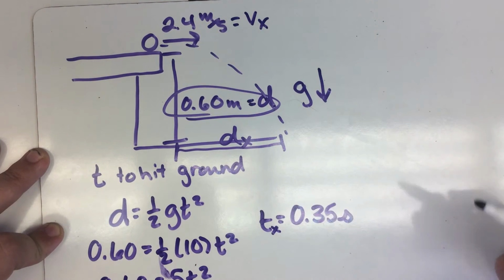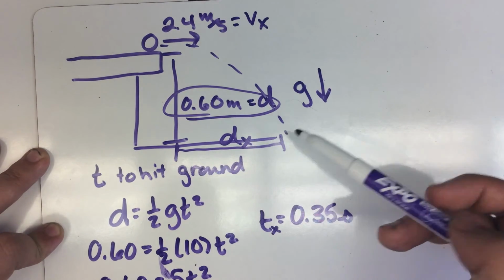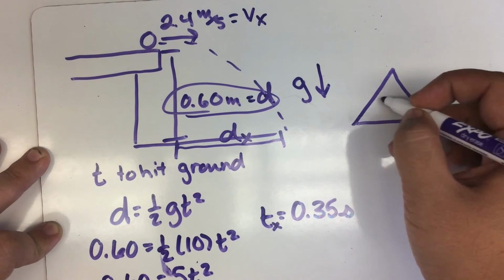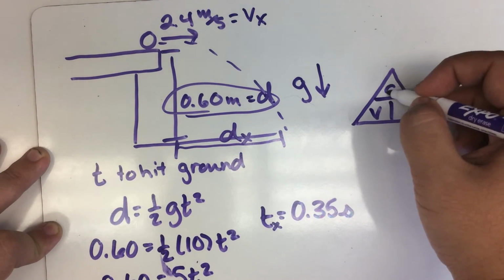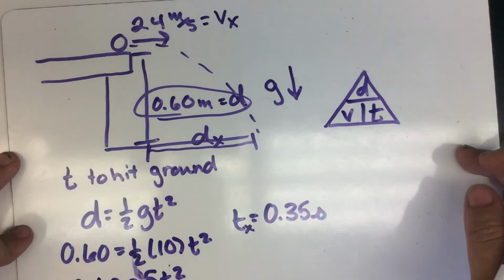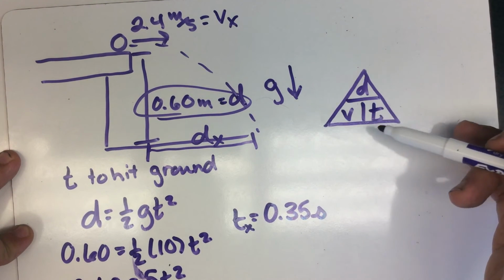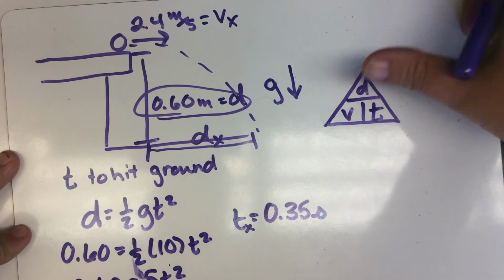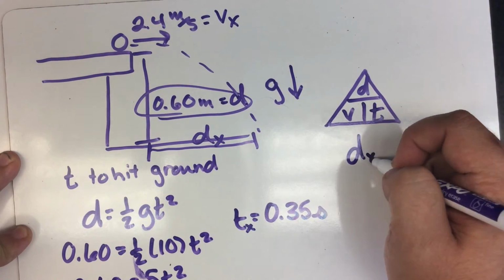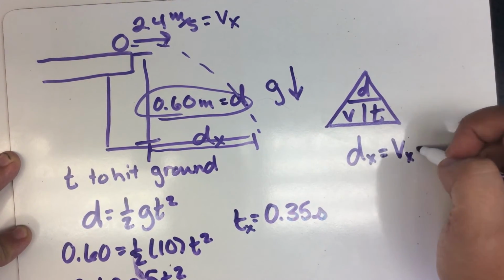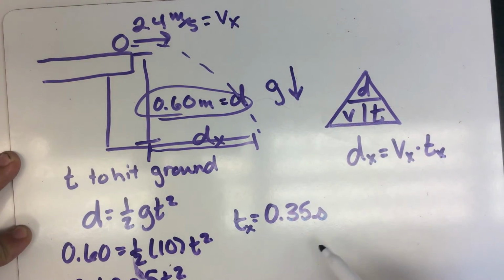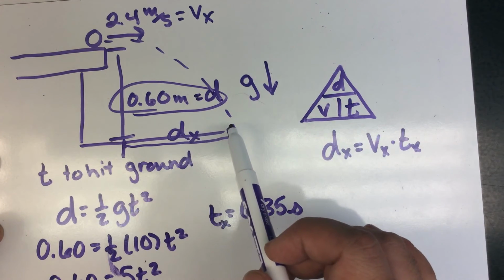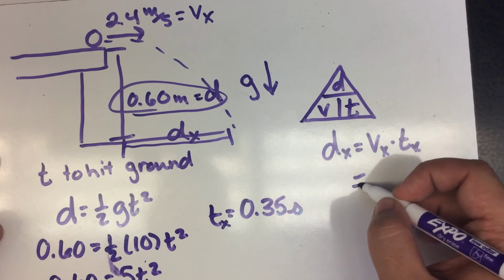To find horizontal distance, I want to use the velocity triangle, which is v equals d over t. I can only use this triangle in the horizontal distance because there's no acceleration. I cover up the d, so dx equals vx times tx. Now this time that it's in the air is also the time it takes it to go horizontally. So that's what allows me to use that.